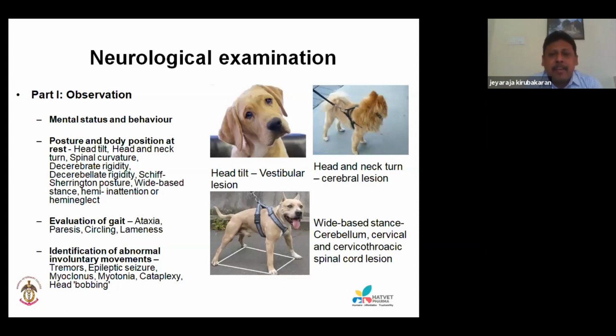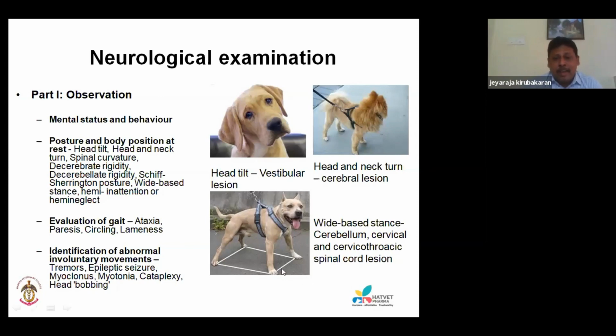Head tilt is a sign of vestibular disease. Head and neck turn is a sign of cerebral lesion. Otherwise, we call this an aversion syndrome. I don't like you, I turn my head away. That is called aversion syndrome. Then you know about the spinal curvature. The spinal curvature can be a kyphosis or lordosis. You are well aware of it, so I haven't put any figure there. And regarding the decerebrate and decerebellate rigidity, I have pictures to show you all those things.